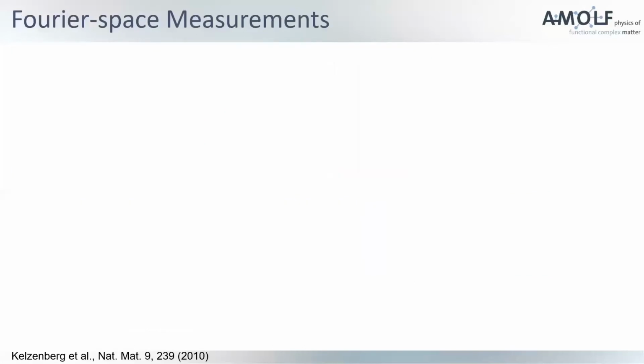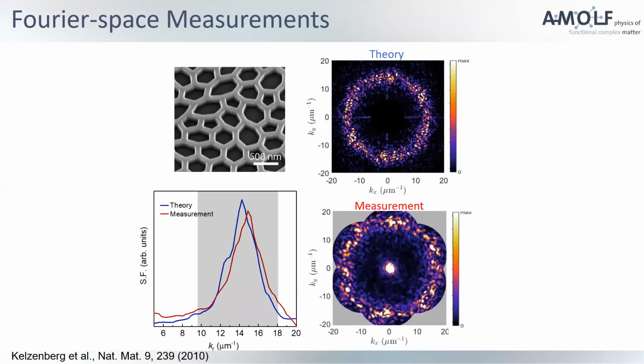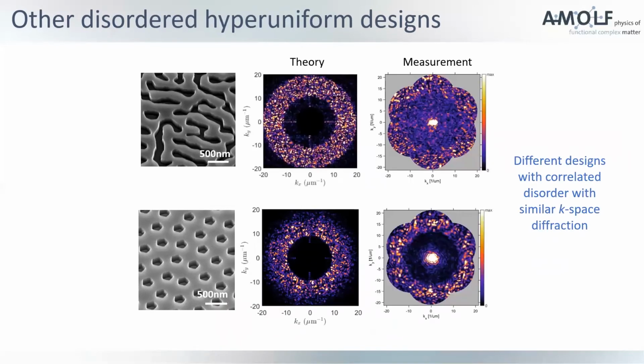And now we want to measure the Fourier space to see if we can actually see these rings in the K space. So for this structure, this is what we expect from theory. And then we measure the K space using a Fourier microscope. And as you can see here, the ring that we see in the measurements agrees quite well with what we expect from theory. In this plot, we have plotted the radial distribution, and you can see that theory and measurement agree quite well. We also fabricated other disordered hyperuniform designs. And also for those cases, we see that these rings are quite similar to what we expect to see.